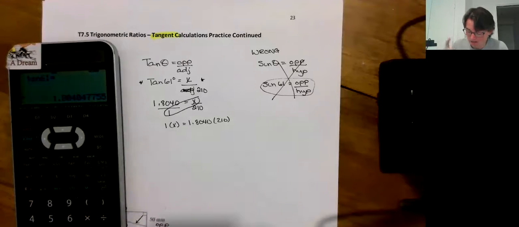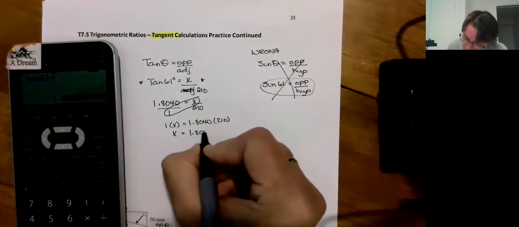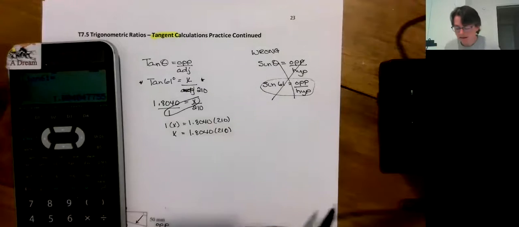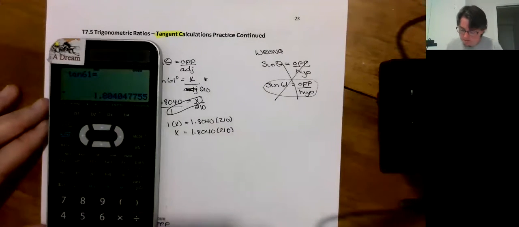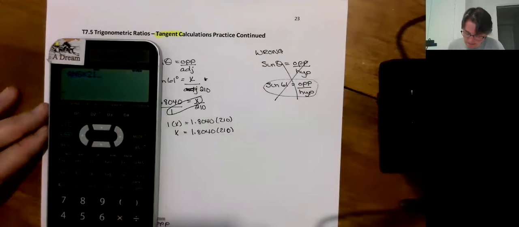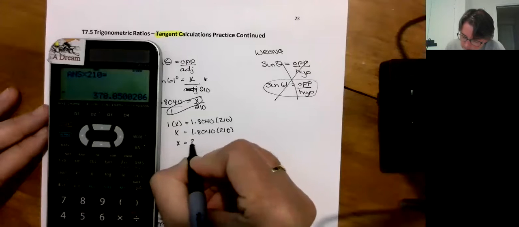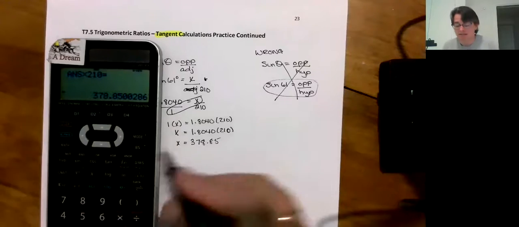Or cross multiply, rather. So x is equal to 1.8040 times 210. And I am lazy. I still have this sitting on my calculator, so all I need to do is multiply by 210. And I get x is equal to 378.85. I'm just writing it.